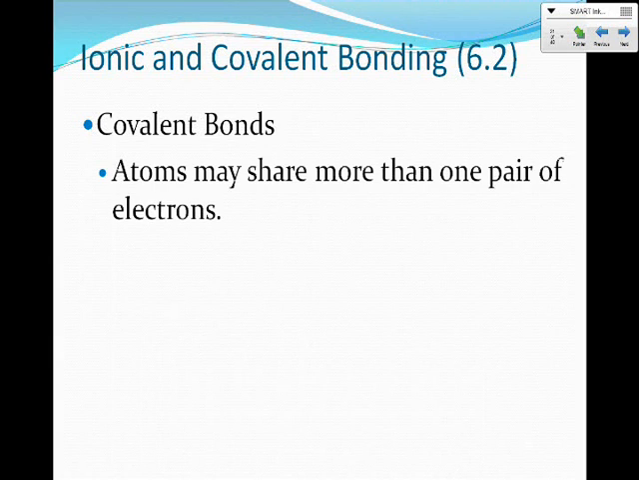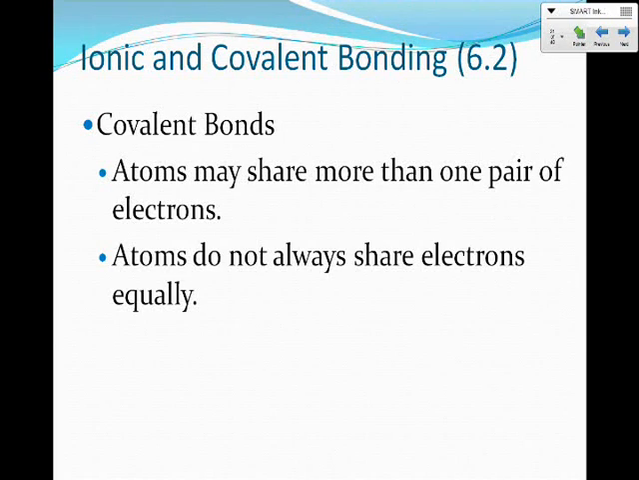Now, when you're making covalent bonds, you've got to know that they may share more than one pair of electrons. Sometimes they share two. And they don't always share them equally. Sometimes they share them unequally.